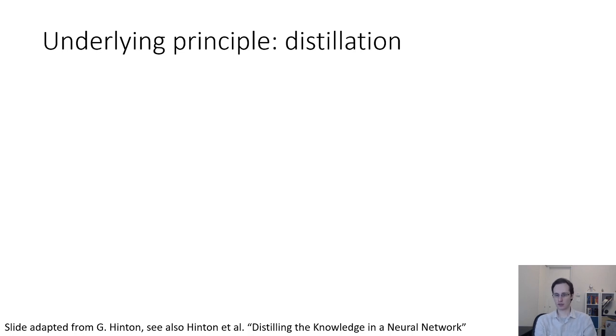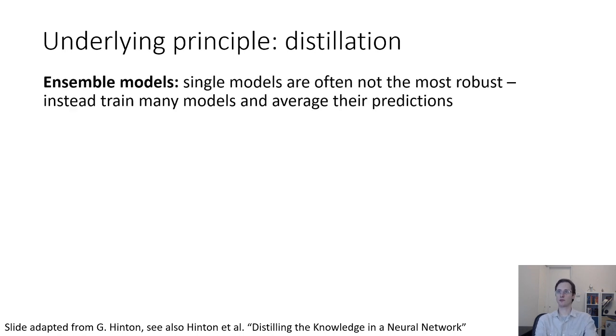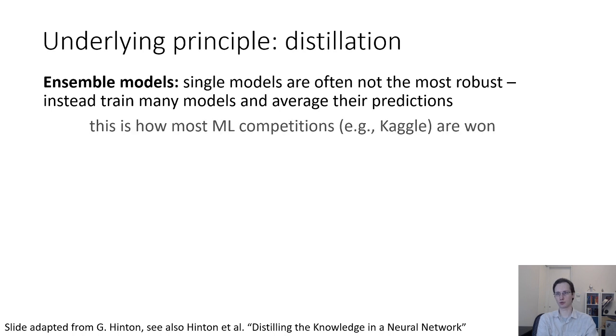But underlying this method is a basic principle, and this actually came out subsequent to the guided policy search work, but I think it explains the idea fairly well. It has come to be known as distillation. The idea in distillation is that if you have an ensemble of models, that's a good thing. Single models are often not the most robust solution. Instead, if you train many models and average their predictions, then you get a better, more reliable solution. And this is how a lot of ML competitions, like for example Kaggle competitions, are won. This slide, by the way, is borrowed from Geoff Hinton when he described distillation.